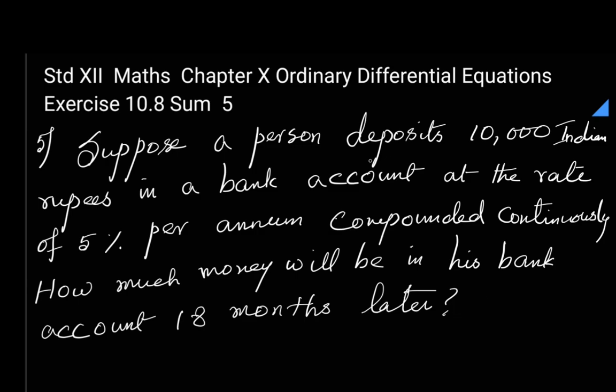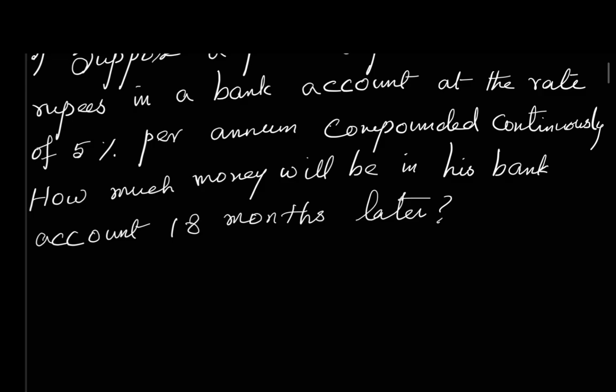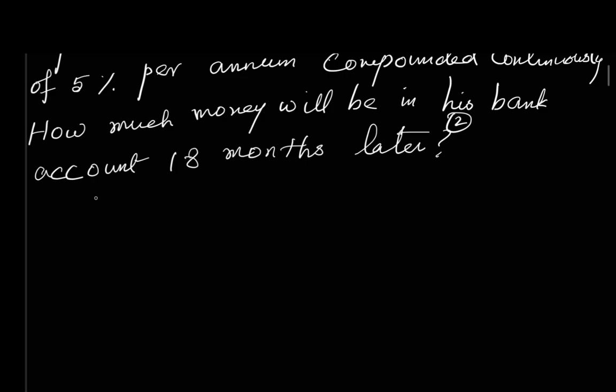So the person deposits 10,000 rupees in the bank. The initial amount is 10,000 rupees. The rate of interest is given as 5%, compounded continuously. How much money will be in his bank account after 18 months? So let me take the principal to be P. Let P be the principal.